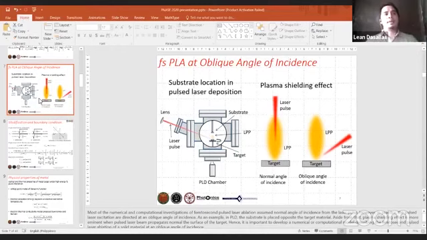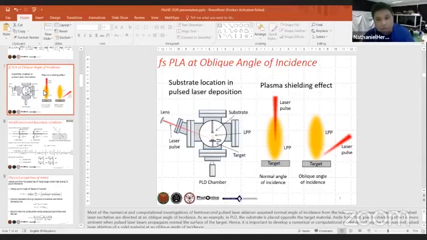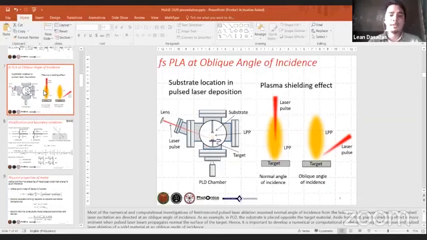Some Japanese group did a systematic experimental investigation on the dependence of the crater on the angle of incidence and polarization. And they concluded that it's more efficient to use p-polarized light, and they attribute it to the resonant absorption of the laser energy on the target. So in terms of correlation, I can say that it has been observed experimentally.